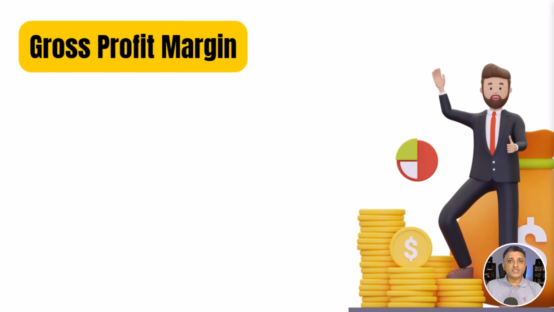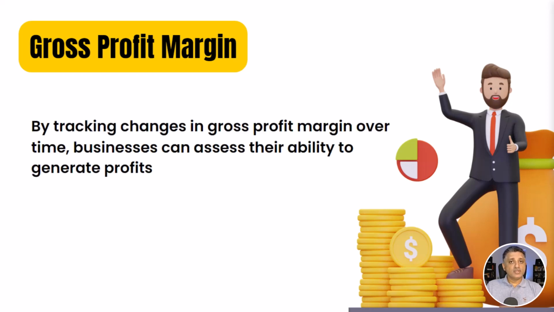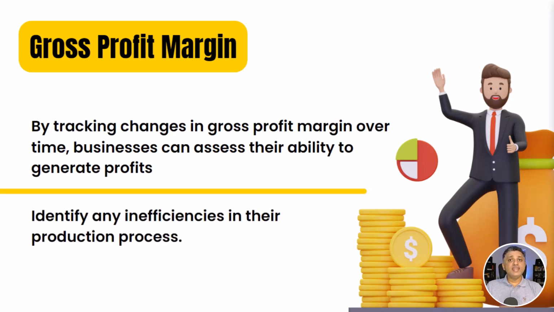Gross profit margin is the percentage of revenue that remains after deducting COGS. By tracking changes in gross profit margin, businesses can assess their ability to generate profits and identify any inefficiencies in the production process. For example, if a business's gross profit margin is decreasing over time, they may need to look into the cost of goods sold and identify ways to reduce costs without sacrificing quality. They may also need to analyze their pricing strategy and determine if their products or services are priced appropriately.